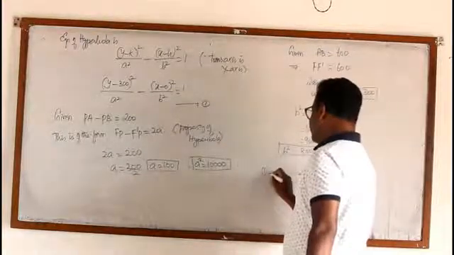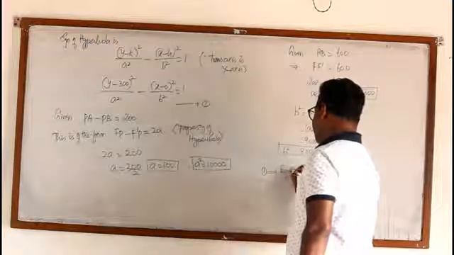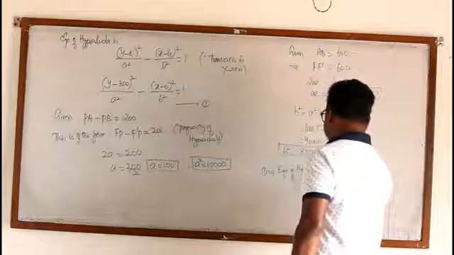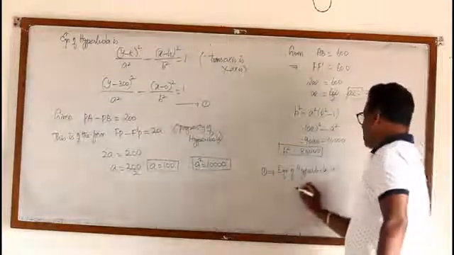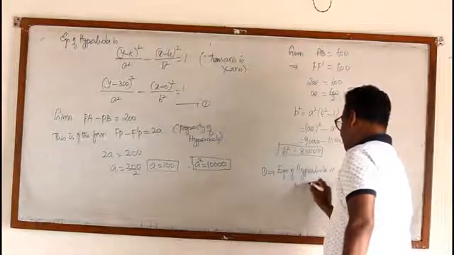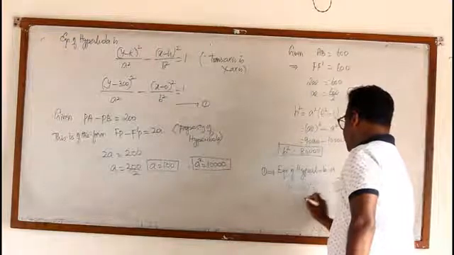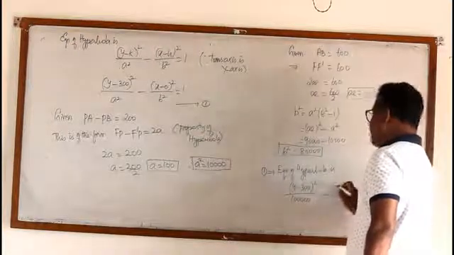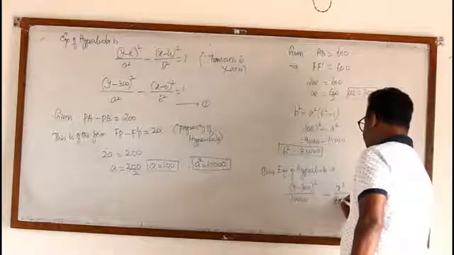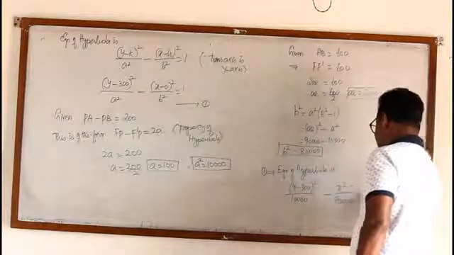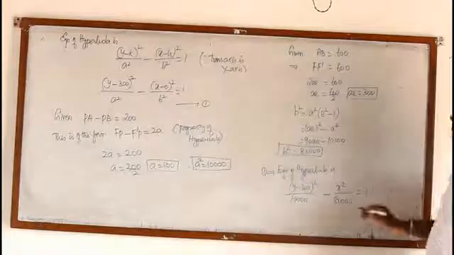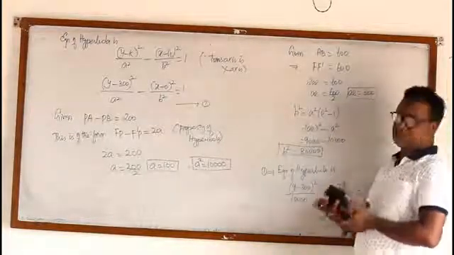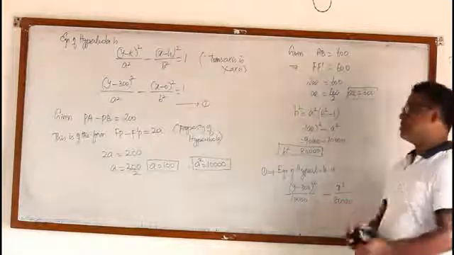Therefore, the equation of hyperbola is (y minus 300) the whole square by A square minus x square by 80,000 equal to 1. This is the equation of hyperbola which we proved. So this is the station problem. With that, this problem is over.